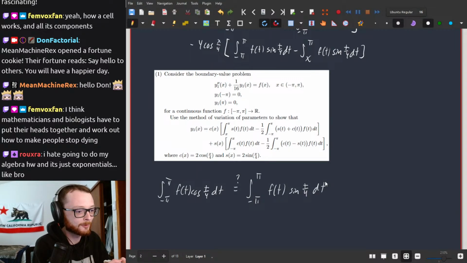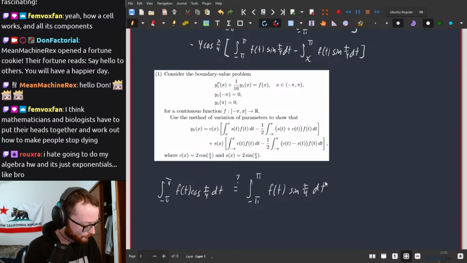Doing algebra homework is just exponentials. Oh yeah, if you're doing calculus, I could see how that would become boring to you. I mean, I wasn't even doing calculus, and I found that stuff boring when I was learning it.